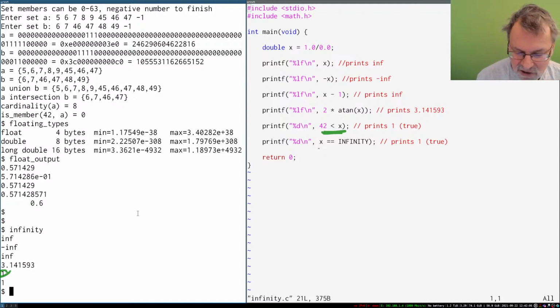And we can even do a comparison. We say, is x infinity? And get 1. So we can do all these logical operations with infinity. It's great. It really is.